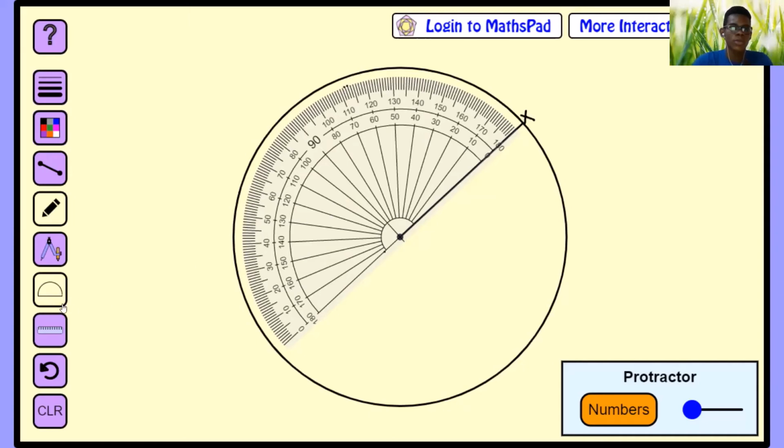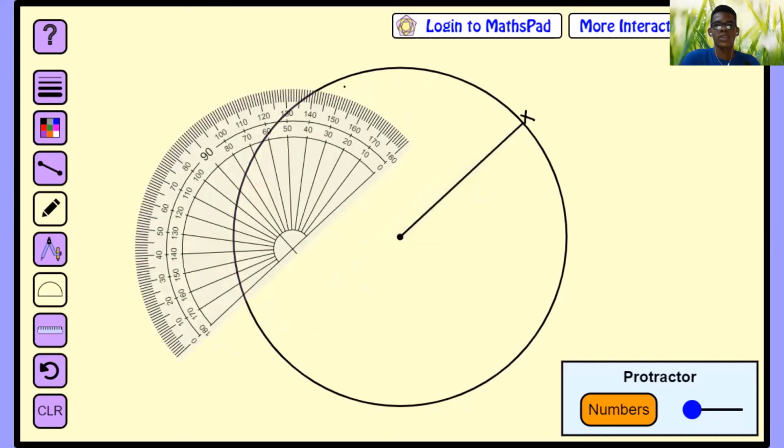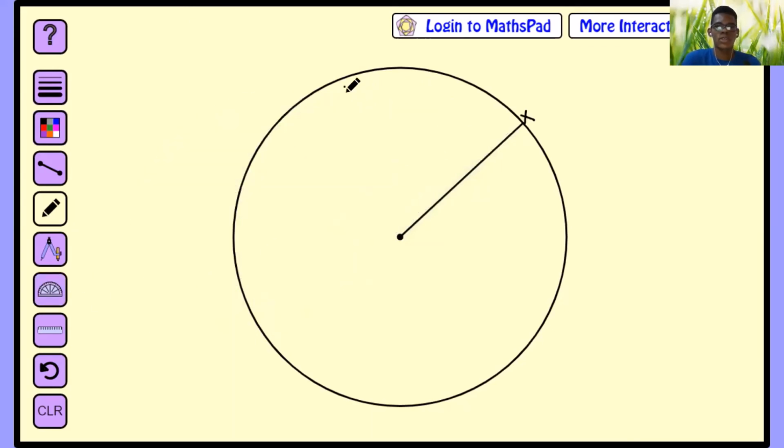Right, you'd be able to do it better without this. 68 would be there. All right, perfect. All right, 68 would be here. So just mark that off. Get rid of your protractor, and now you see that line there. You just draw a line going straight. We're not stopping at the line. We go a bit past it.